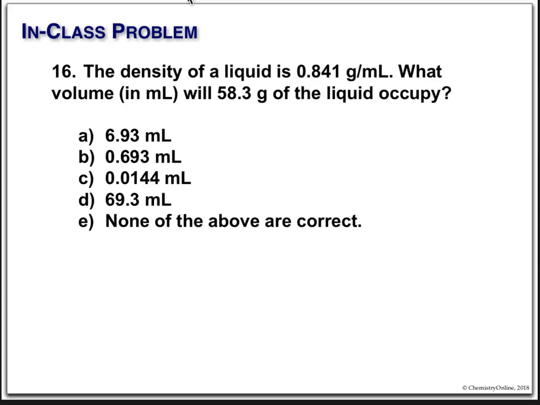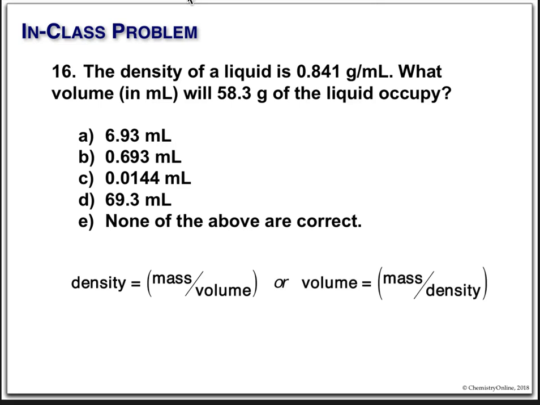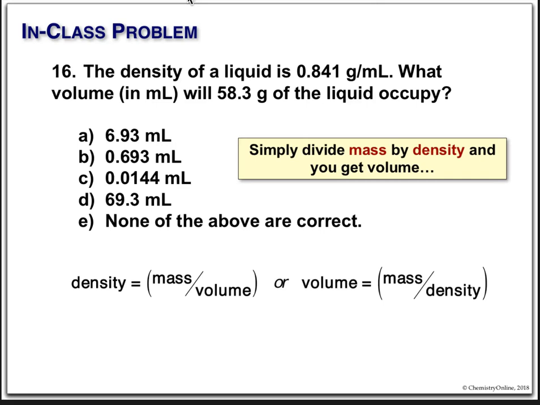Another density problem. But this one isn't a table, this is a word problem. Makes everybody nuts. But we are given a density. We're looking for a volume, and we're given a mass. So just like before, here's our formula. We're looking for volume, so we're going to move volume up, density down. Volume is mass divided by density. So all you have to do is take the given mass, 58.3, divide by the density, 0.841, and you get 69.3.